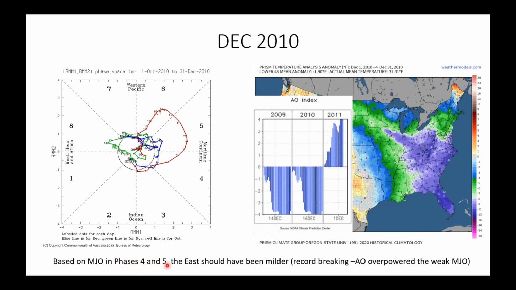So based on MJO in phases 4 and 5, the East should have been milder than this. But we had a record-breaking negative Arctic Oscillation, and it overpowered this very weak MJO signal.